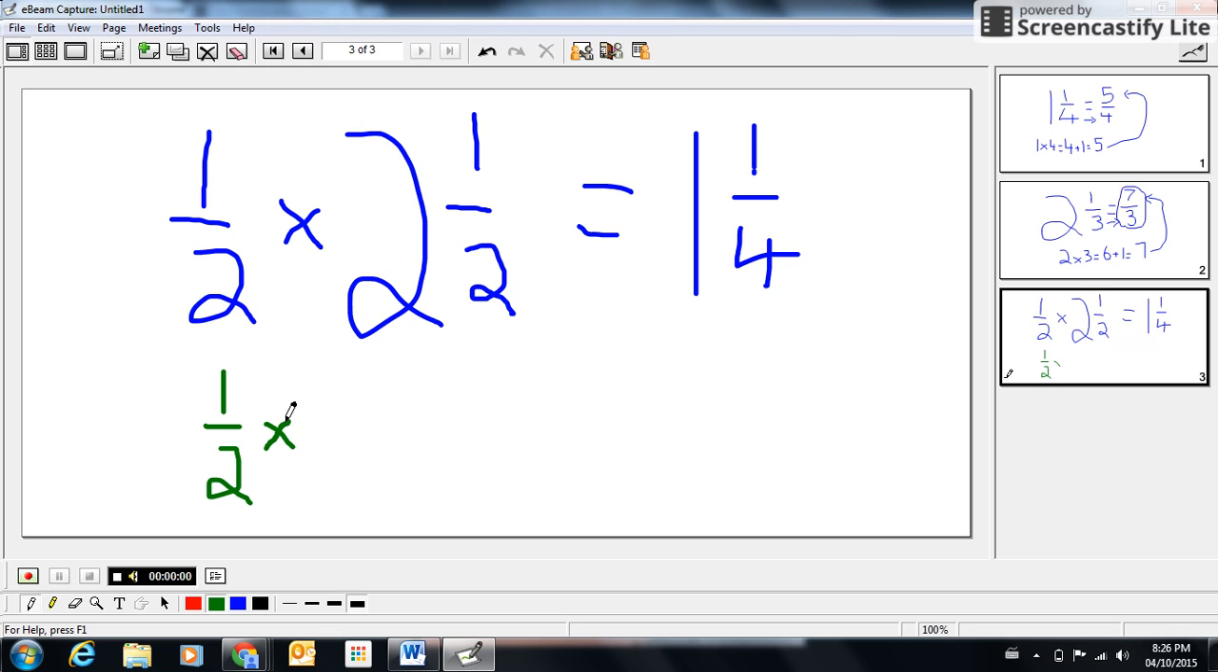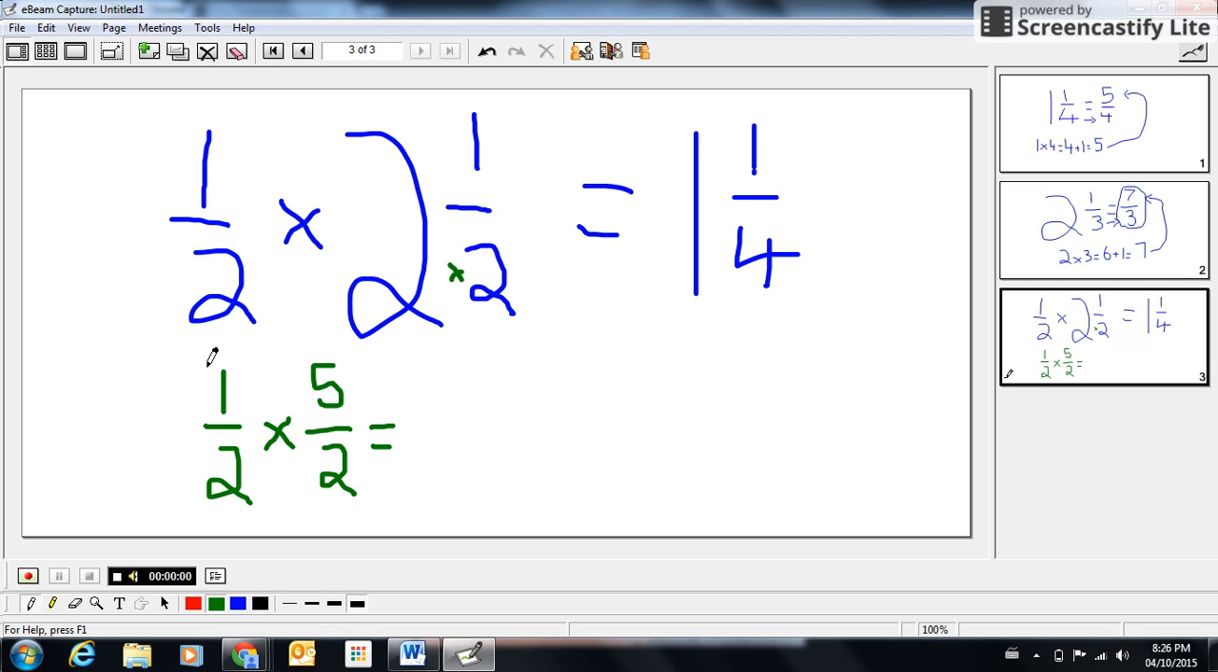So let's change this. So now remember, the rule of thumb is take the big number on the outside, multiply it by the denominator. In this case, 2 times 2 is 4. Add the numerator, 5. That becomes my new number on top. And the denominator stays the same.